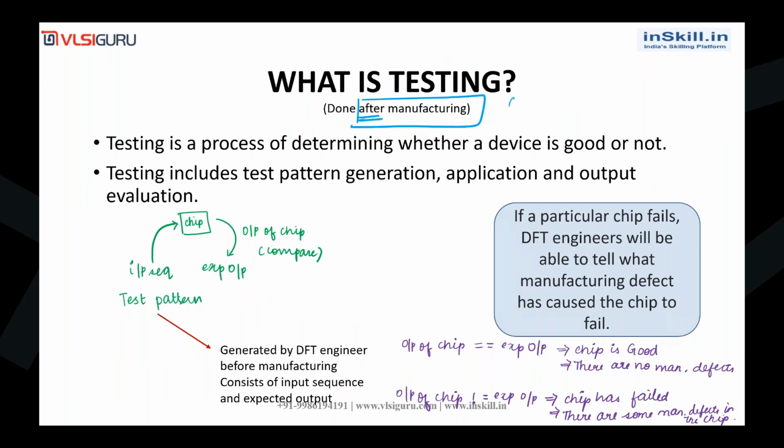Okay, so this testing is done after manufacturing, as we saw in the ASIC flow slide. Testing is a process of determining whether a device is good or not, whether our chip has any manufacturing defects or not. Testing includes test pattern generation, application and output evaluation.